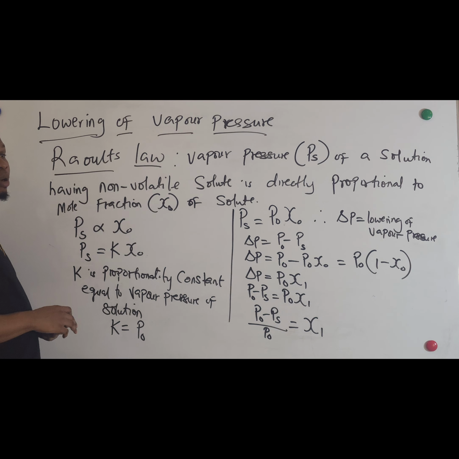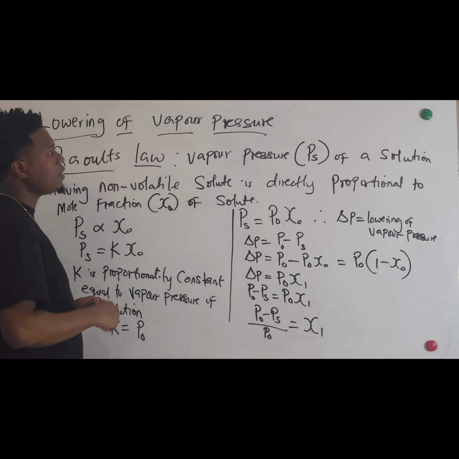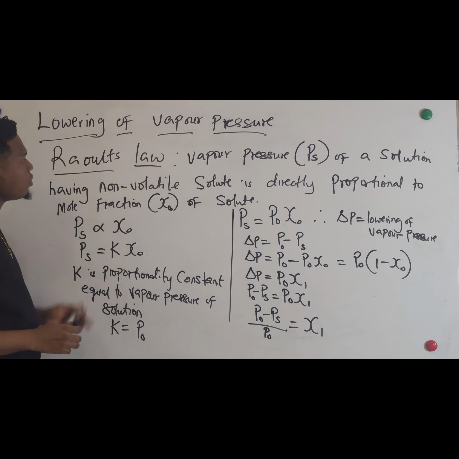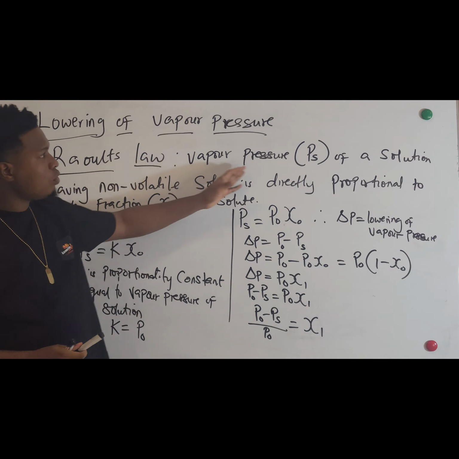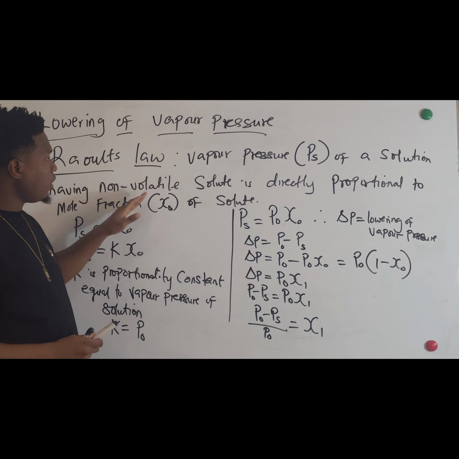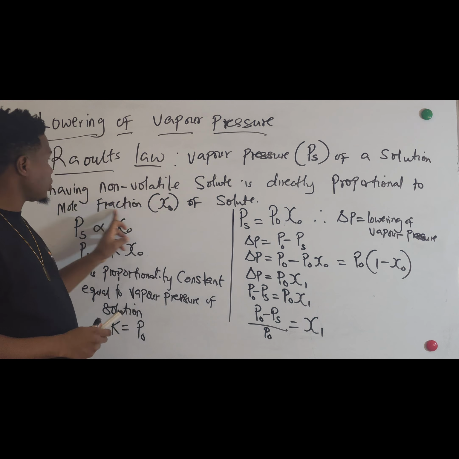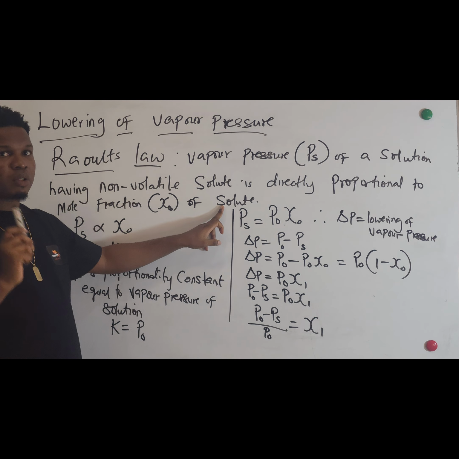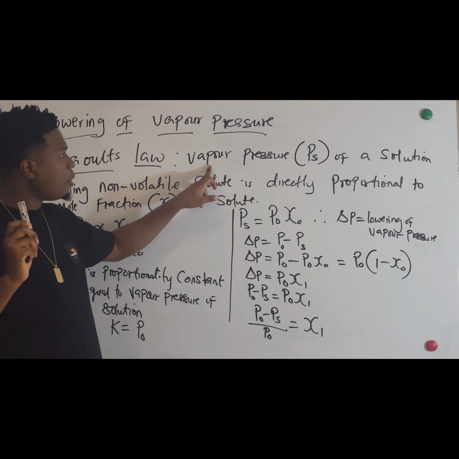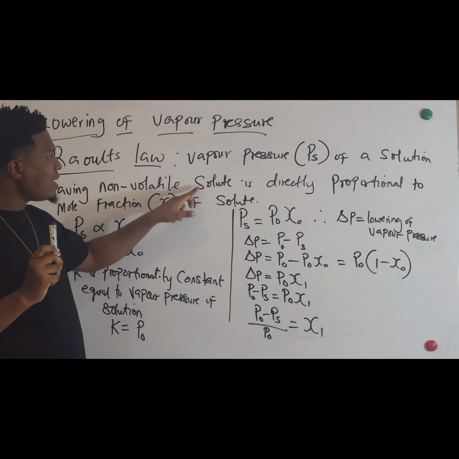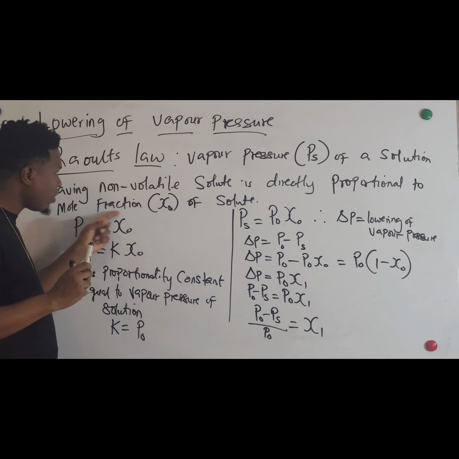One of the properties of colligative solutions is lowering of vapor pressure. This property is governed by Raoult's law, and Raoult's law is actually saying that the vapor pressure of a solution having a non-volatile solute is directly proportional to the mole fraction of the solute. That's what Raoult's law is saying. It's saying that the vapor pressure of a solution containing a non-volatile solute is directly proportional to the mole fraction of the solute.